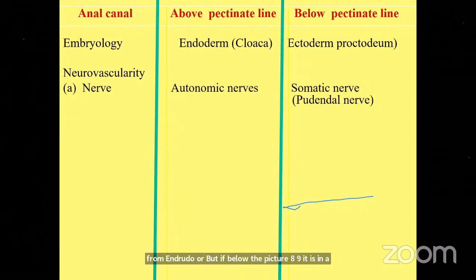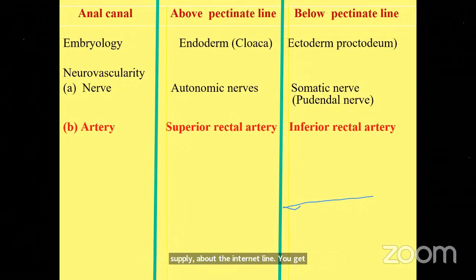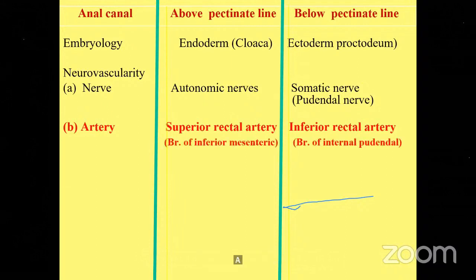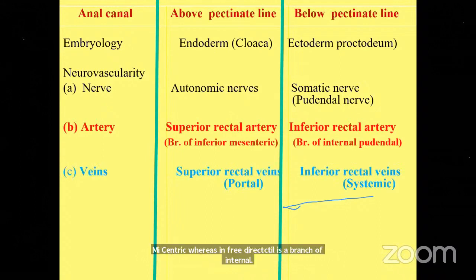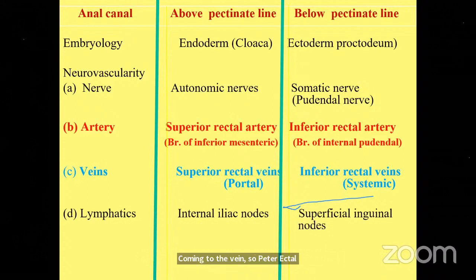Okay. Now, coming to the neurovascularity, the nerve supply above the pectinate line, you get autonomic nerve supplying it, whereas below the pectinate line, it is the somatic nerve, especially the pudendal nerve. Artery, above, you have the superior rectal, and below you have the inferior rectal. Superior rectal, you know, it is a branch of inferior mesenteric, whereas inferior rectal is a branch of internal pudendal. Coming to the veins, superior rectal veins belong to the portal system, whereas inferior rectal veins belong to the systemic system. Then above, internal iliac nodes, below, superficial inguinal nodes.